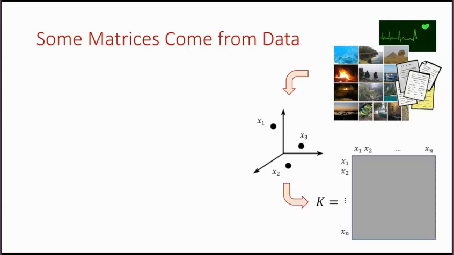So in order to circumvent this barrier, we are going to rely on the fact that many times our matrices come from data. So if we have, for example, a data set of objects like images or text or anything else, we usually map them into high-dimensional feature vectors, and then the matrix is defined based on those vectors. Specifically here, we are going to work with kernel matrices.